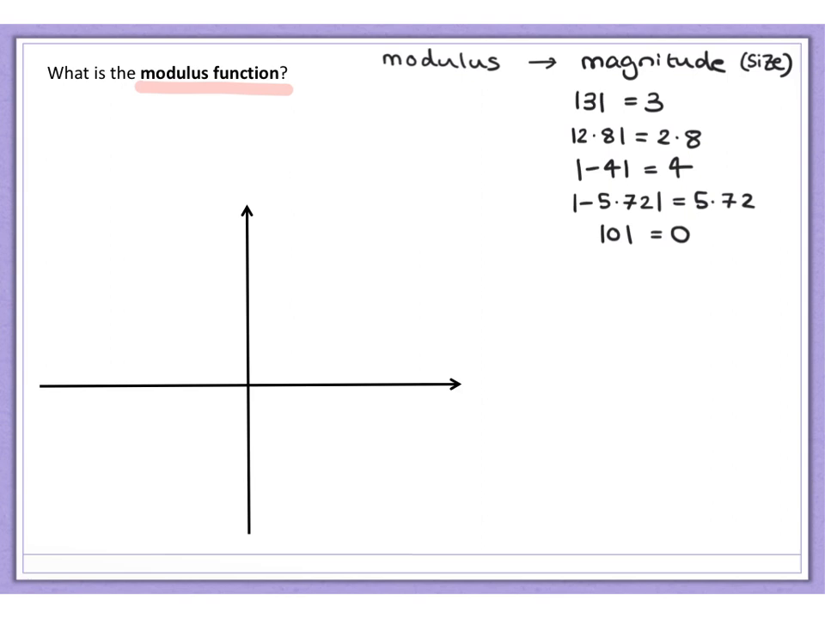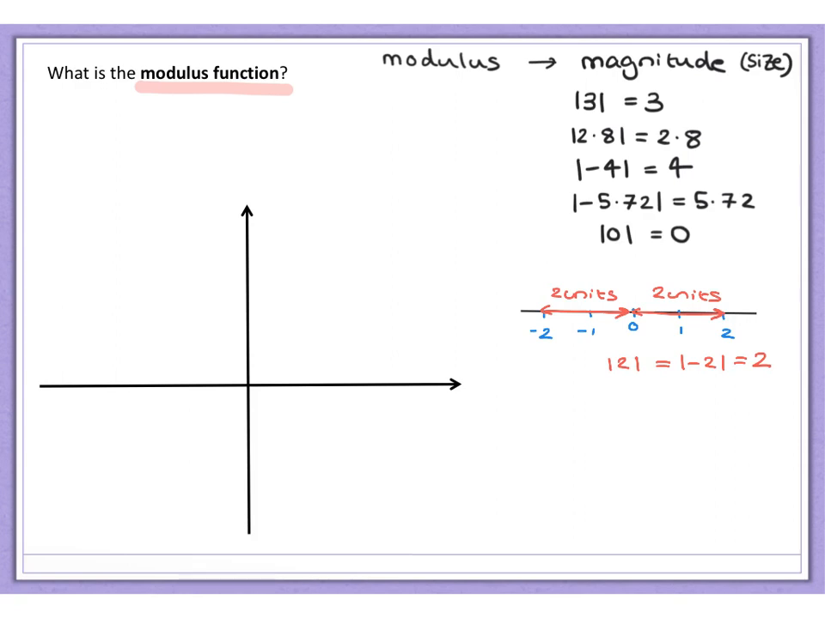So let's imagine a number line, and on that number line I'm going to mark 0, 1, 2, etc. and then some negative numbers as well. When we refer to the modulus or the magnitude, we look at the size of a number. So the number 2 has a magnitude of 2 units, which is exactly the same magnitude as the number negative 2. So the modulus of 2 is the same as the modulus of negative 2, and they're both equal to 2.